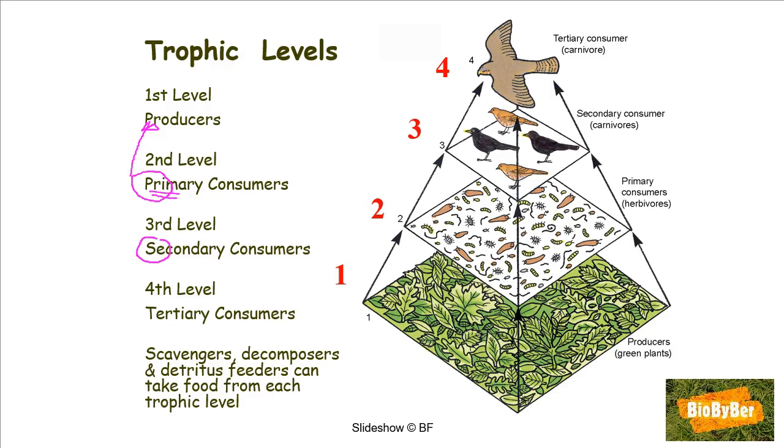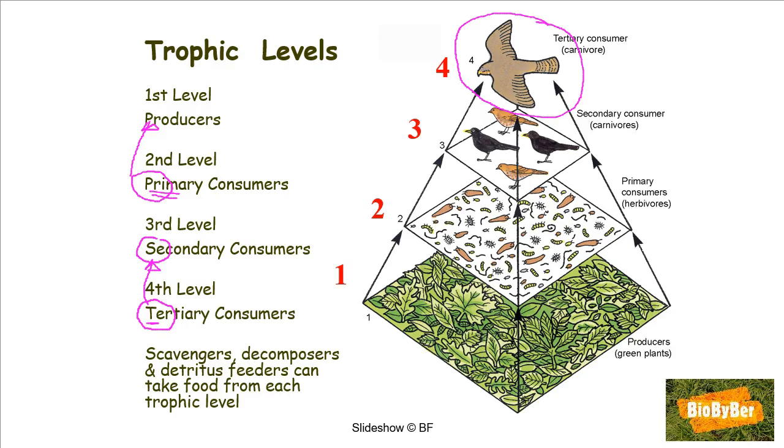The fourth trophic level is occupied by the tertiary consumers. T for tertiary, T for third level follows secondary level. T for top. So the tertiary consumers are the top consumers. In this particular example, the top consumer is the hawk. This is because nothing else will eat the hawk.